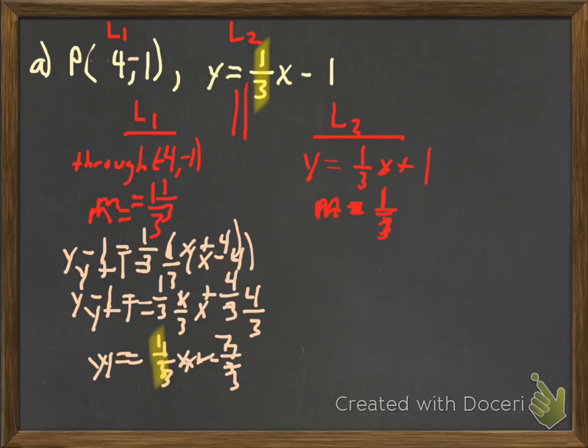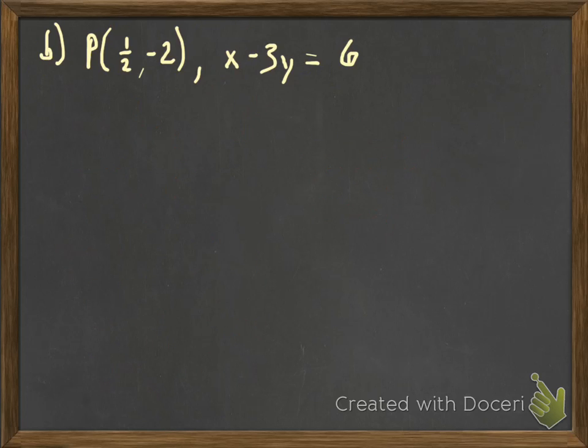There's going to be one more step to this one, but it's the same basic process here. Now, we still have a line L1 and L2. I want to organize the information for each right now. You see the line L1 goes through the point 1/2, -2, and you see the equation of line L2 is x minus 3y is equal to 6. And we know that those two lines are parallel to one another.